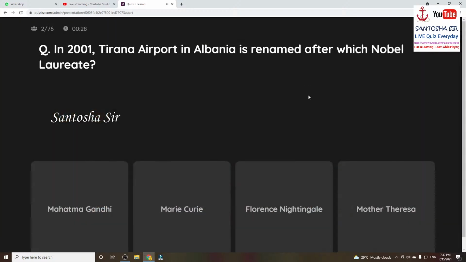In 2001, Tirana Airport in Albania is renamed after which Nobel laureate? Is that Mahatma Gandhi, Marie Curie, or Florence Nightingale, or Mother Teresa? What's your choice?